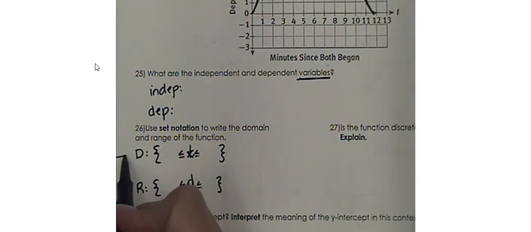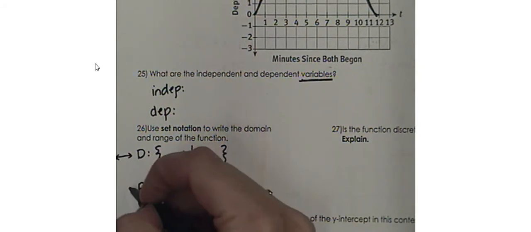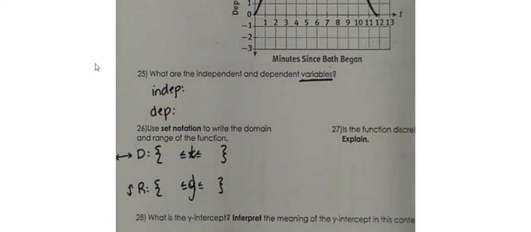And my bad, I could have used T and D. Okay, it doesn't matter to me what letters you use. I'm still going to mark you correctly. Okay, so remember, domain, you're going to look left and right horizontally on your T or your x-axis, and then range as you look up and down vertically on your y or your D axis.